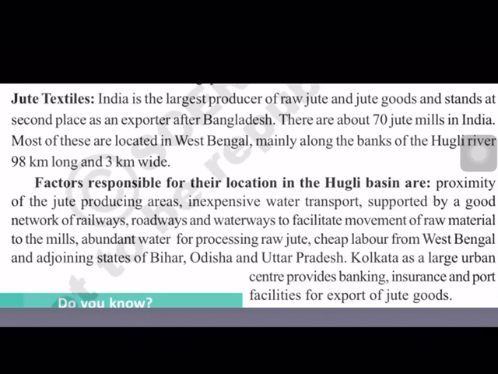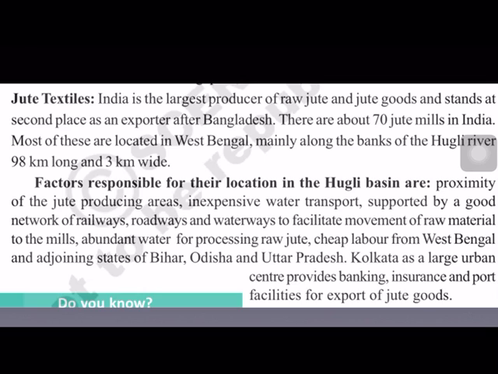The next agro-based industry is jute textiles. Now let us see what the factors are that are responsible for the location of this industry in the Hooghly Basin. Mostly this jute textiles industry is located in the Hooghly Basin in West Bengal. Hooghly is a river, and in and around this basin, the jute industry is concentrated.